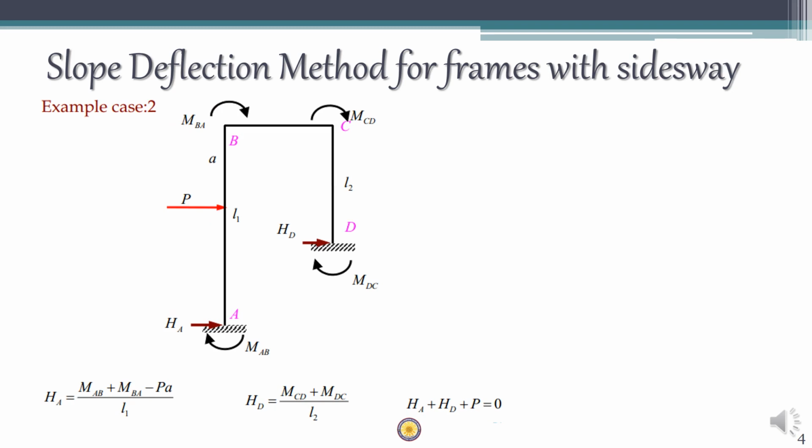So here also the frame is unsymmetric due to the difference in length of the two columns, as well as there is a horizontal loading acting on the column AB, which means that there is clearly a delta at joint B and joint C. Which means that both member AB and member CD will have a support settlement value delta.